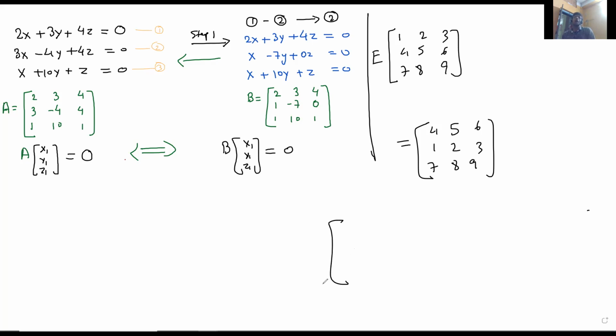No. So there will be no -1, right? Because you're swapping the rows, right? In E, in E, there should be no -1, right?